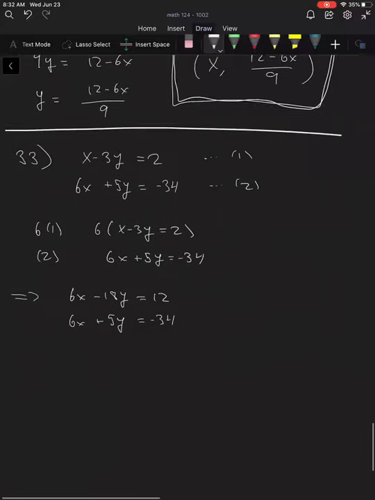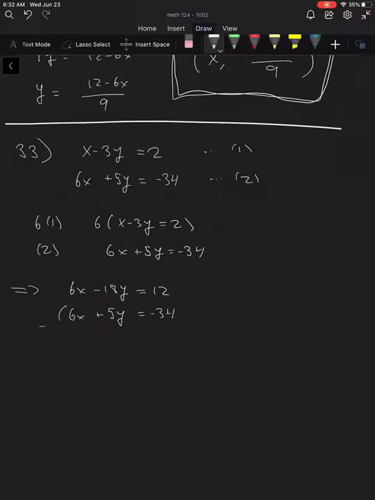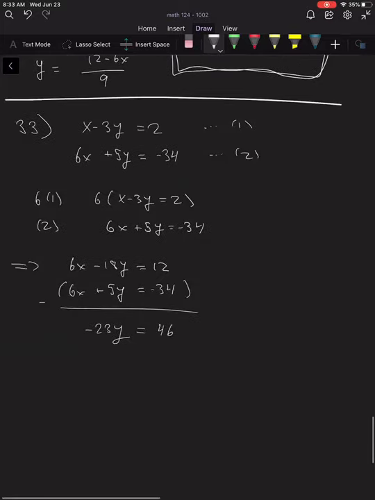So now we can subtract these two equations. That's going to get rid of the x because we'll have 6x minus 6x, which is 0, and minus 18y minus 5y, which is minus 23y. And then over here, we have 12 minus a negative 34, so 12 plus 34, which is 46. So then we divide by minus 23, and we get y is equal to minus 2. So y is minus 2.